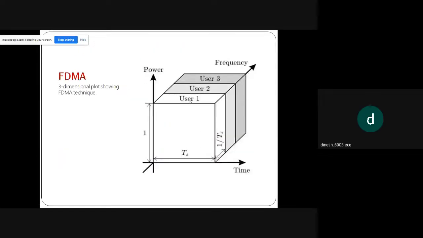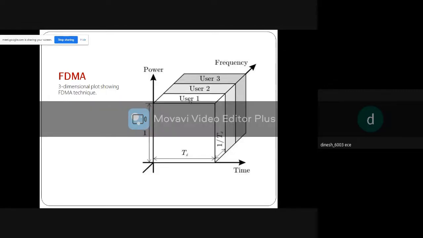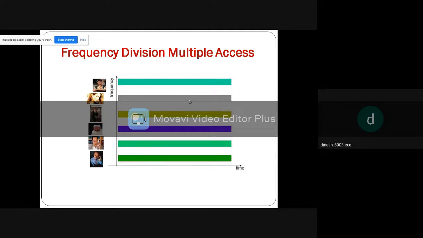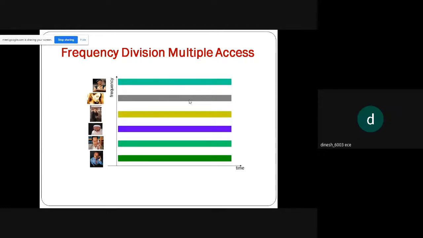So this is an FDMA structure: time versus power. Frequency is divided. User 1 is given one frequency, user 2 is given another frequency, user 3 is given another frequency. So this is an example. Frequency versus time: we have 1, 2, 3, 4, 5, 6, different images separated on 6 different frequencies.